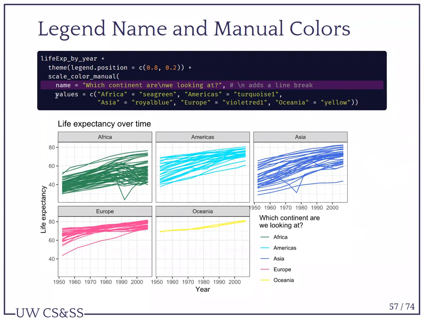And then we can also say, comma, our values are going to be equal to c. Remember our concatenate function? This allows us to send it a vector where Africa, which is in our data, is going to be equal to green. Americas is going to be equal to turquoise1. Asia is equal to royalblue. Europe's equal to violetred1. Oceania is equal to yellow. And that's how we get manually specified colors for a color that was mapped earlier up in our object.